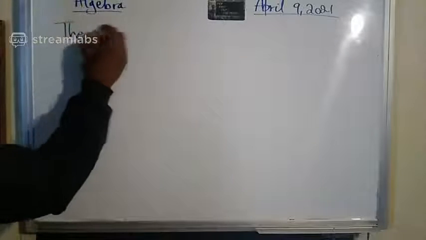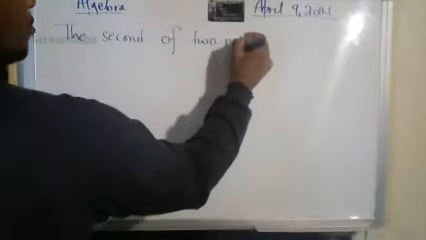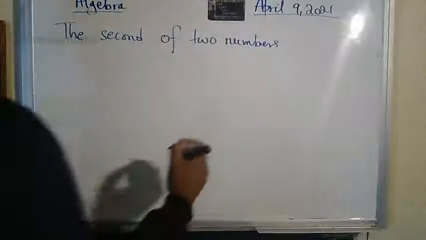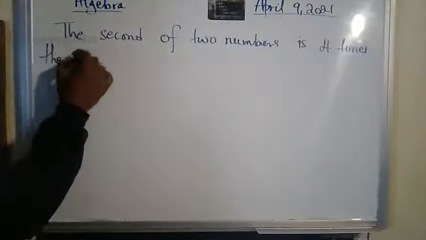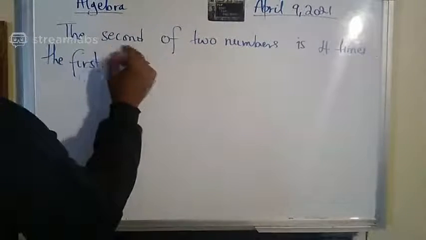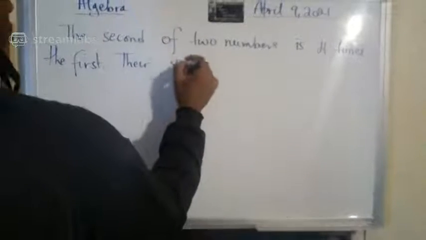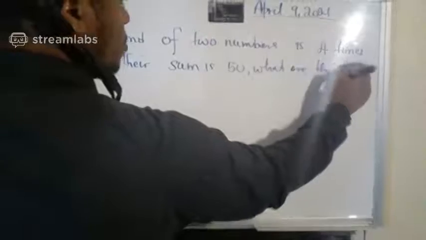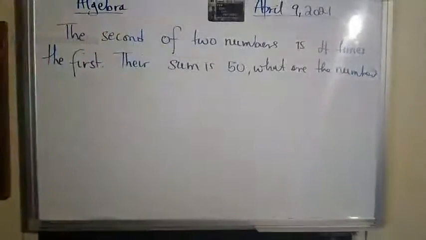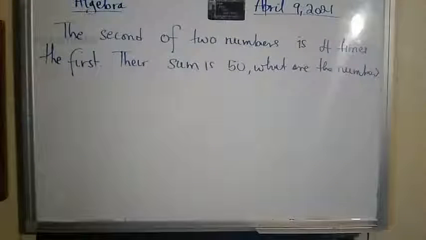So this one says the second of two numbers is 4 times the first. Alright, I want to give us another piece of information. Their sum is 50. What are the numbers? Mark them are running low, guys. What are the numbers? So guys, I want you guys to think about that. Second of two numbers is 4 times the first. Their sum is 50. What are the numbers? Go ahead, try, and then we compare.